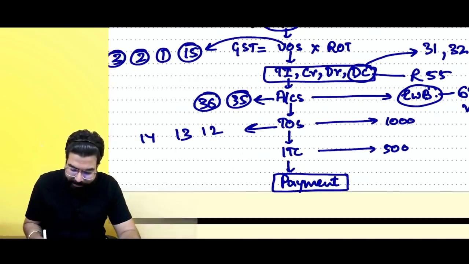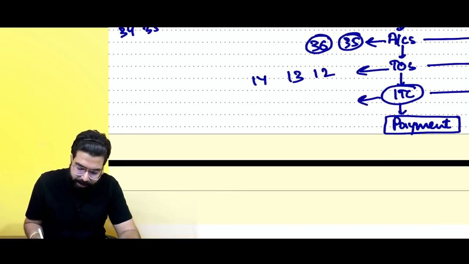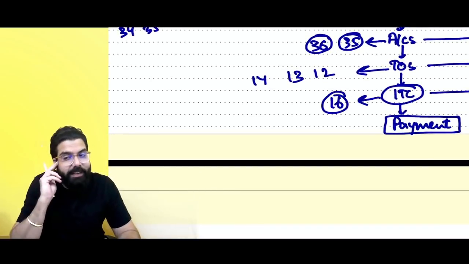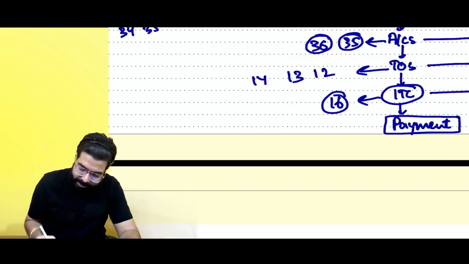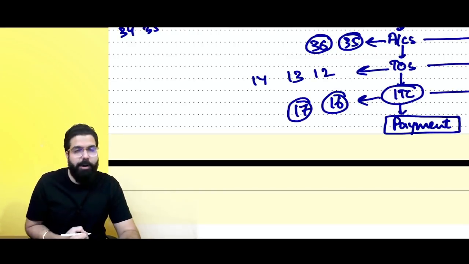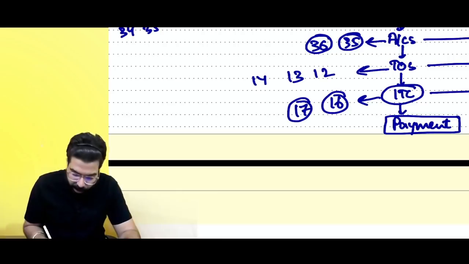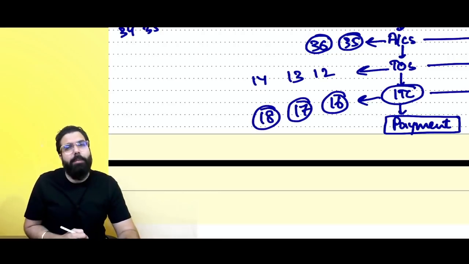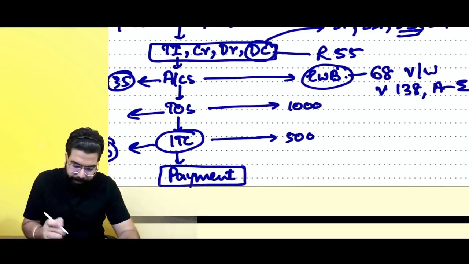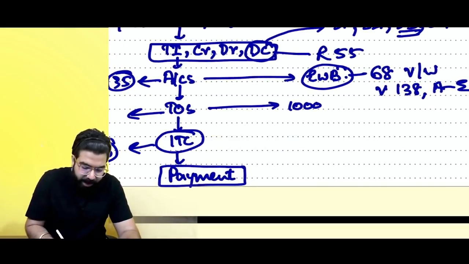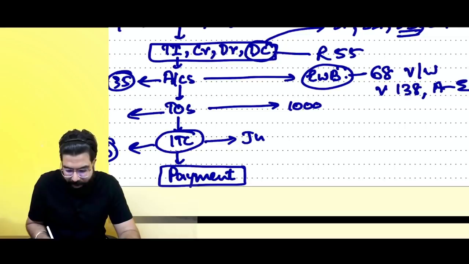Now, ITC, we learned section number 16, eligibility and conditions. 17 told about apportionment of credit and blocked credit. 18 told about, sir, special circumstances. Yes, sir, we remember till here. Now, listen to me very carefully. Along with the chapter of ITC, we have job work also.